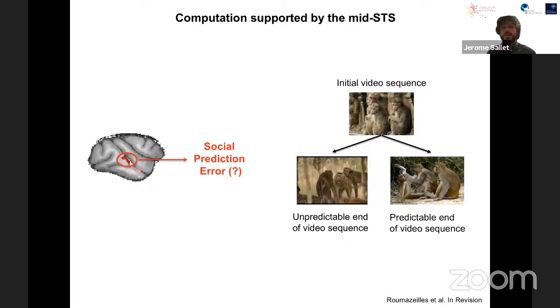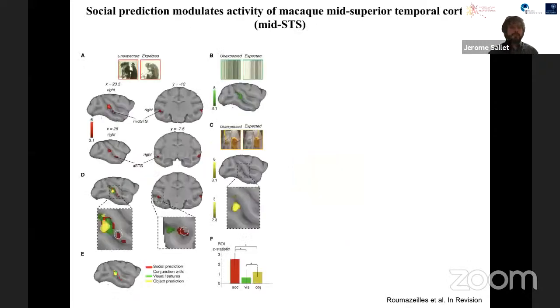However, if you start seeing animals grooming, and then suddenly one is biting the other one, that will be quite unpredictable. And so in this block design experiment, what we did is we contrasted the activity recorded during the viewing of social videos with unexpected endings versus social videos with expected endings. And what we were able to record is differential activity here in the superior temporal sulcus.